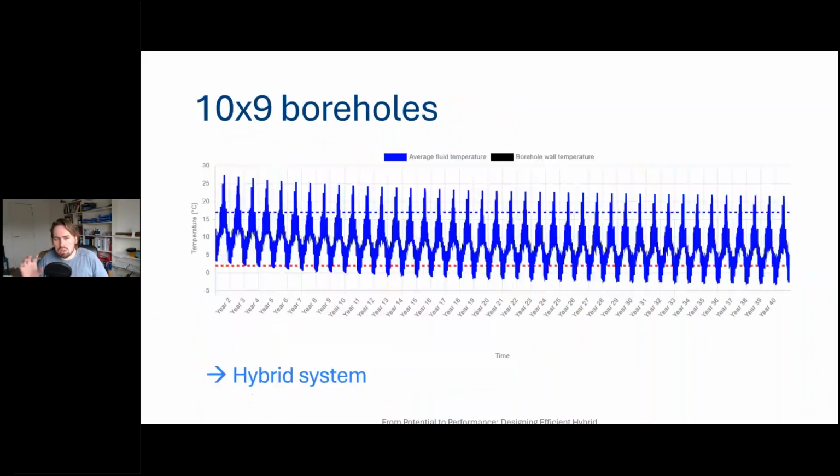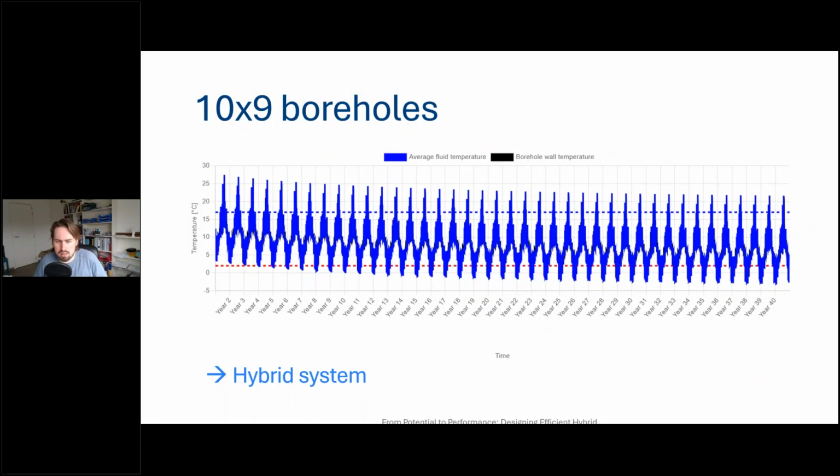So let's first put our full building loads onto this 90 boreholes. So we have a Borefield with a grid of 10 boreholes by 9 boreholes. And you can see that we significantly crossed the temperature limits, both the maximum and the minimum temperature limits. So we see 90 boreholes is simply not enough. We need to go for a hybrid system.